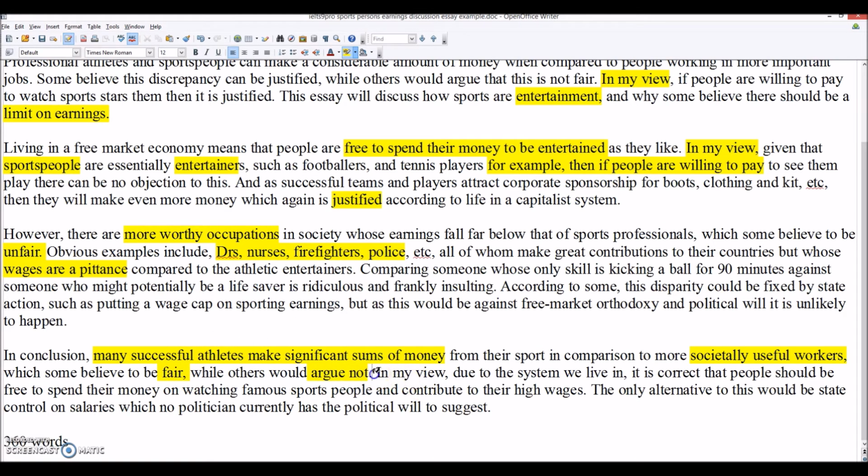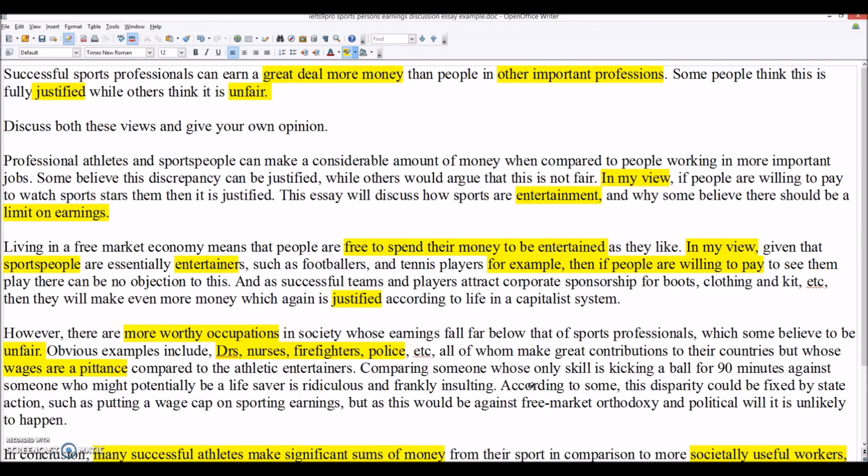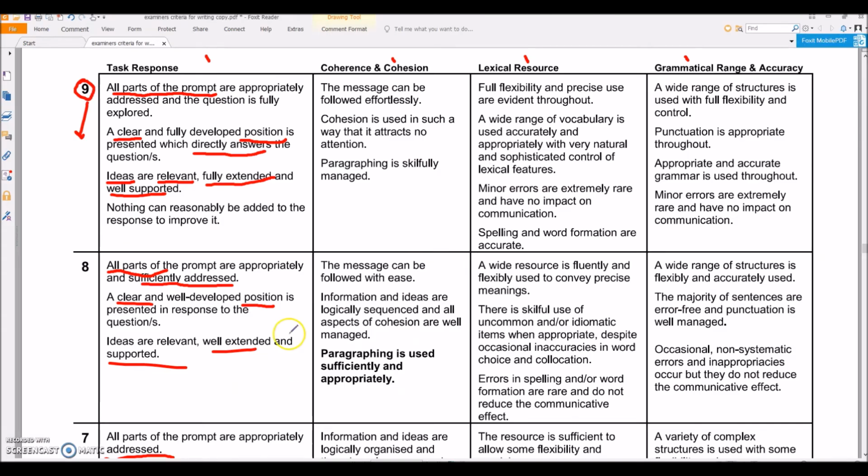You've got your clear opinion, again, because your opinion must be clear throughout. So, in terms of task response, again, that would work quite well. It addresses all parts of the prompt. Some people think high-earning sports people, it's fair. Others think it's not fair. A clear opinion. I don't think it is unfair.